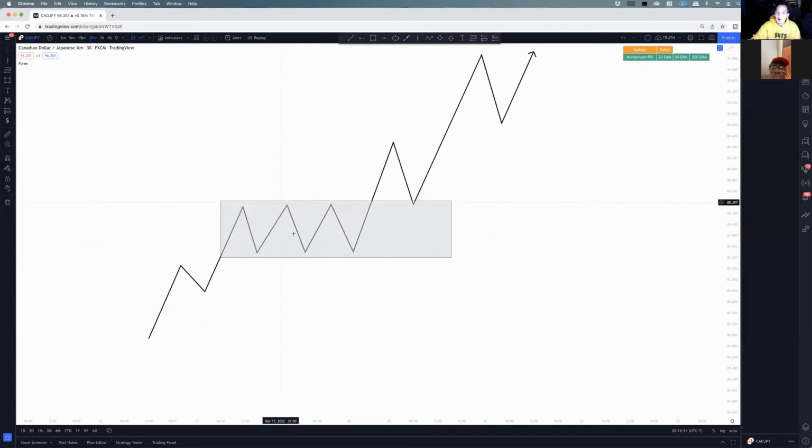We want to see that uptrend. Then we want to see the market moving sideways, okay? At that point, we can trap the market in a little box and say, when the market breaks out of this box, there's a high likelihood that it's going to continue to the upside. And you can get in on that on the break, okay?